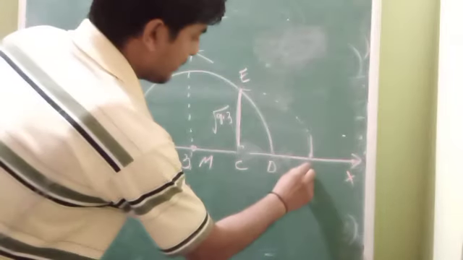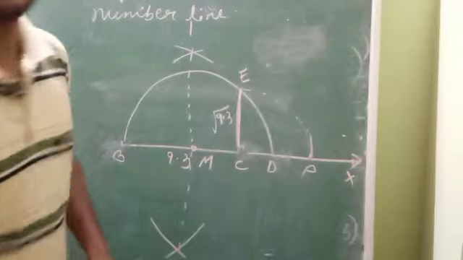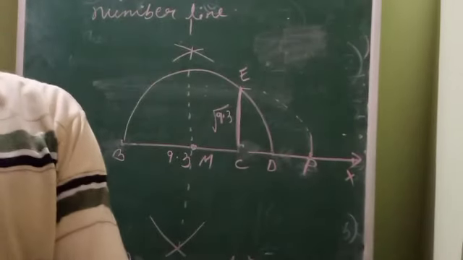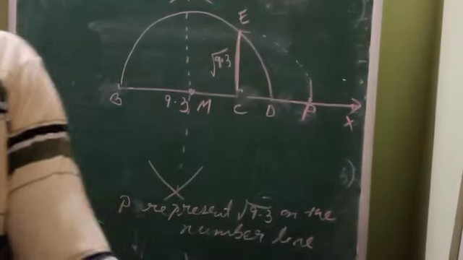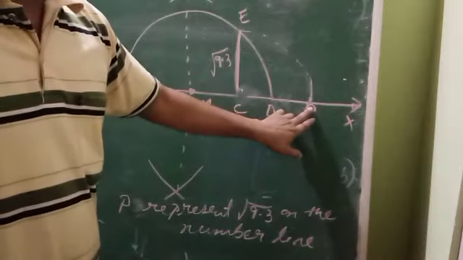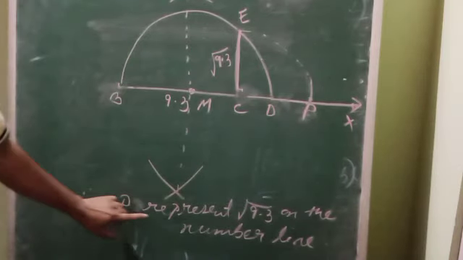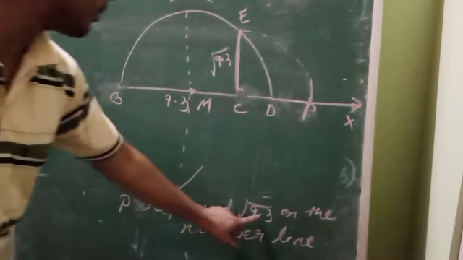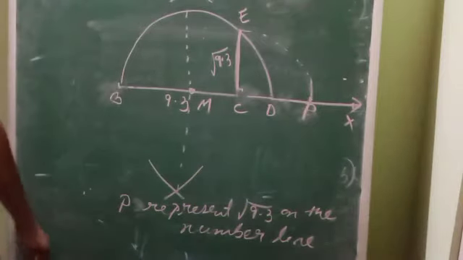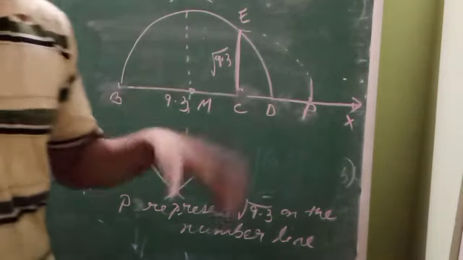Okay? So this point is P. So at last, you can write here, because you got this point P, therefore P represents root 9.3 on the number line. So here, what are the steps we have done?